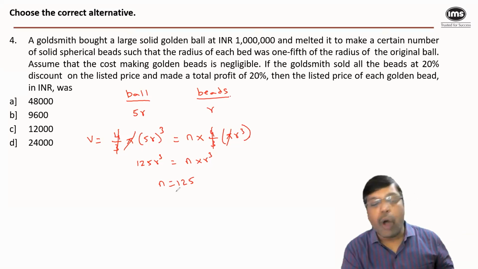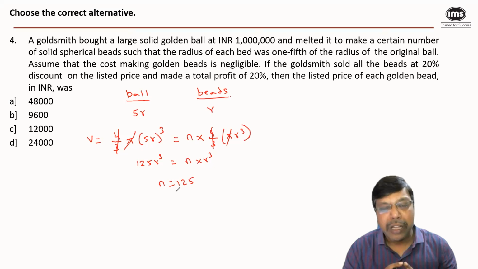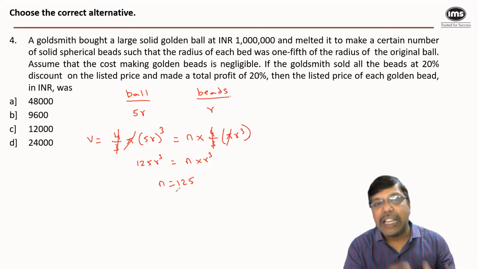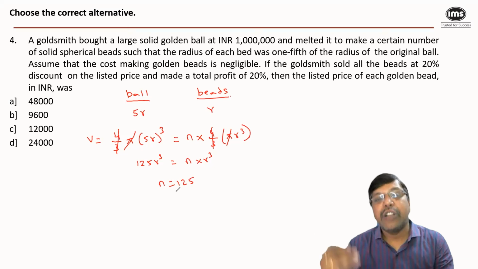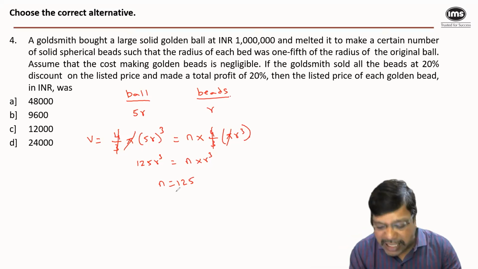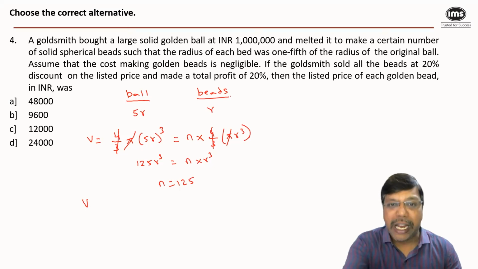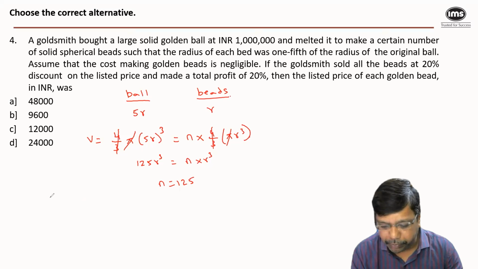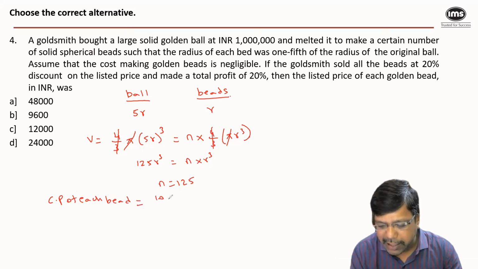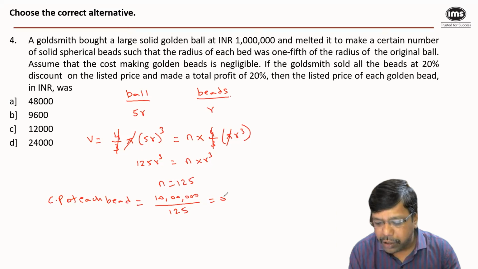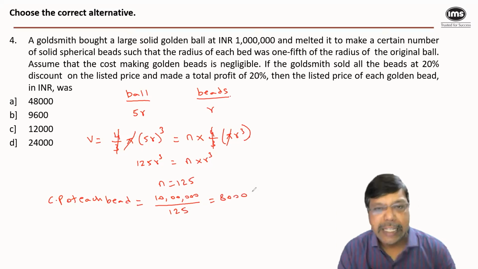Now the original ball was bought for 10 lakhs and its value is the same for the 125 small spherical beads. So the cost price of each bead is equal to 10 lakhs divided by 125, which will give you 8,000.